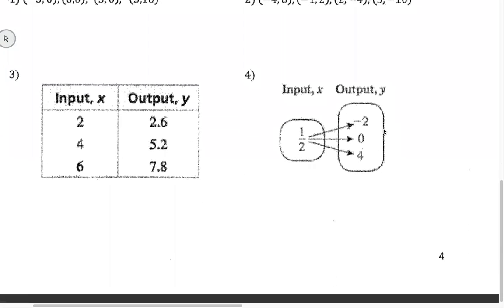All right, if we look at number 4 real quick, okay, this would not be a function because notice the mapping. The mapping can get confusing, but you're really paying attention to the arrows in the mapping. Andrew, do you see how there's 1/2 and there's 3 arrows coming from 1/2? That means it's being repeated. So number 4 would be not a function. Easy enough, right?